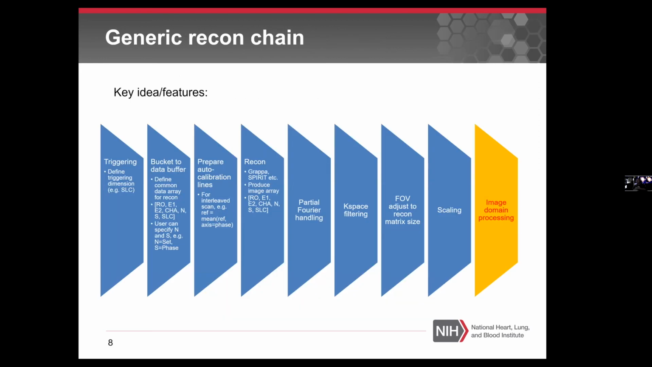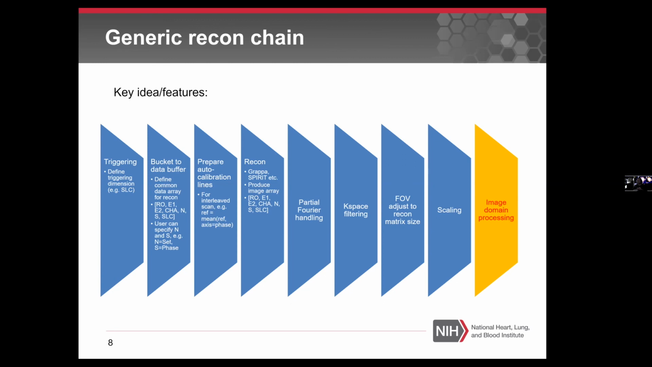So we review the motivation of this generic chain. Here is the general design of this chain. So firstly, we have a triggering scheme to support on-the-fly recon, which means we will monitor that dimension, for example, slice. If all the image data from 1 slice is acquired, it will pack all the data into a bucket, then pass them to the next gadget.